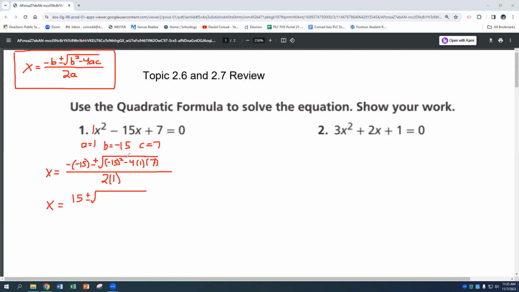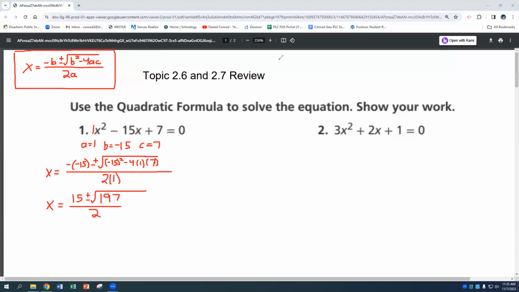Let's see, that's going to be 225. I would put all of this right here in my calculator. So that's going to be 225 minus 28 is going to be 197. Okay, 197, all over 2. All right. And then from there, I'm going to look to see if I can simplify the square root of 197.